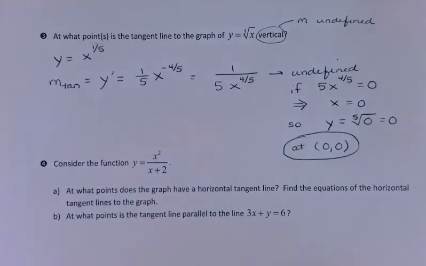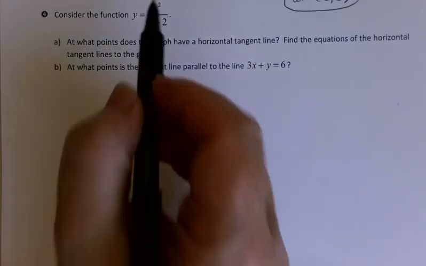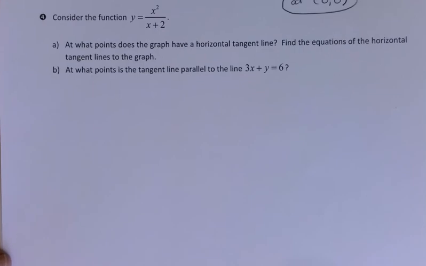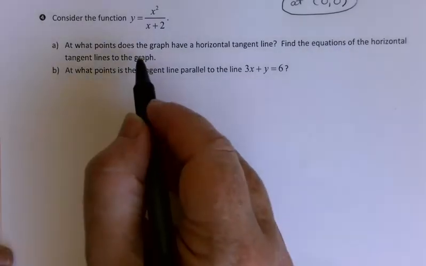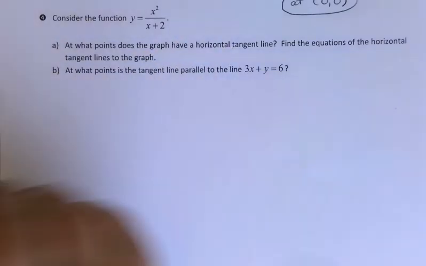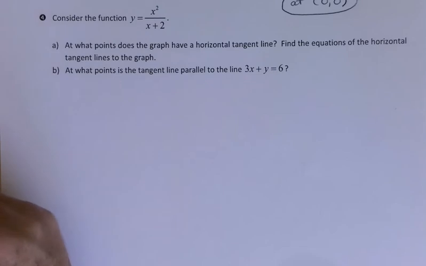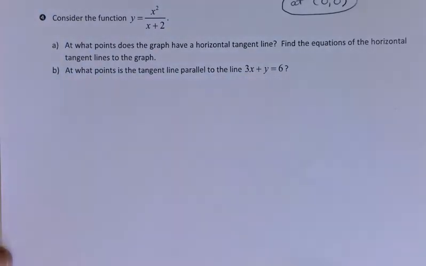All right, we have one more slope example. In number 4, we're given this algebraic fraction as a function, x squared over x plus 2. And I would like to know a couple of things. At what point does the graph have a horizontal tangent line? And we'll find those equations. And then at what points is the tangent line parallel to 3x plus y equals 6?